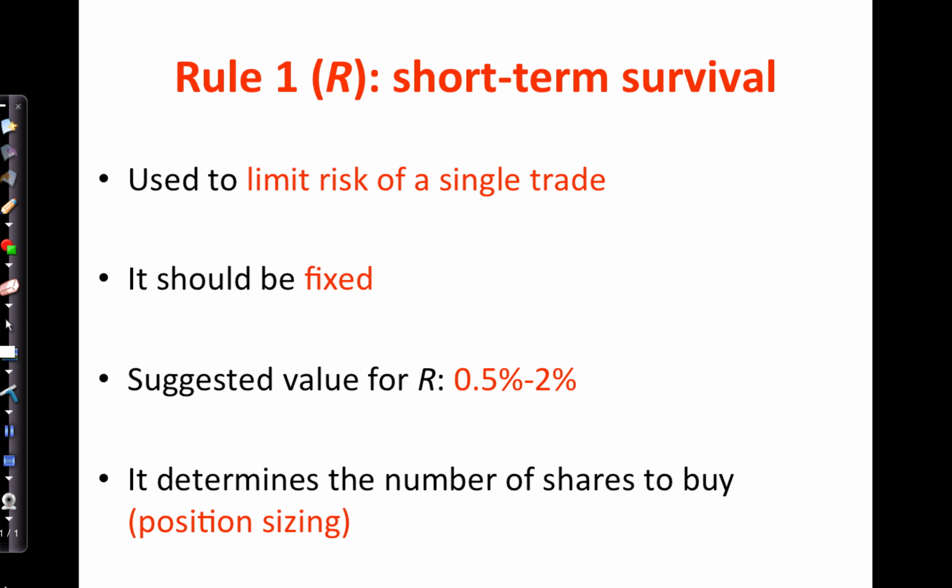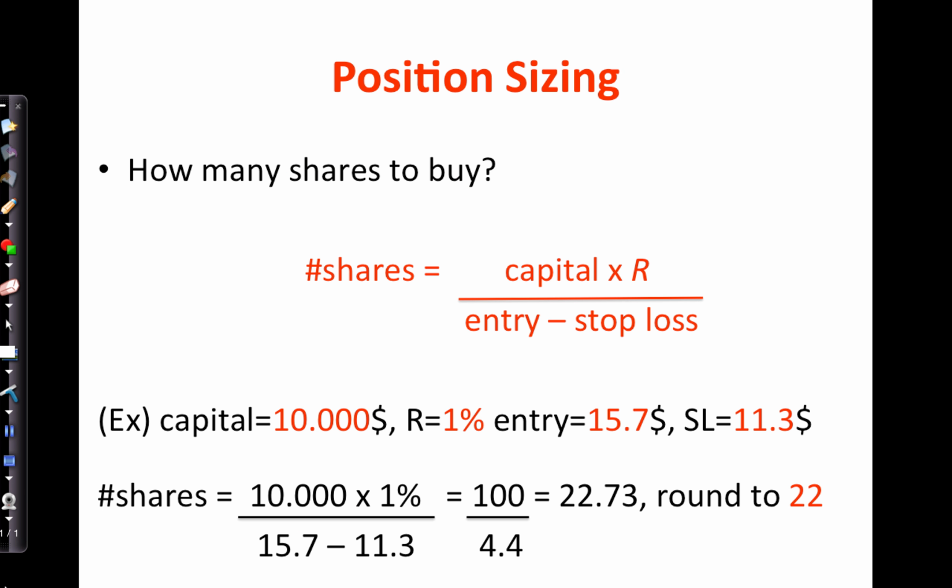And as I said, when we set this risk per trade, this will also determine the number of shares that we have to buy. That is the position sizing. So let's see this with an example. This is the formula first. The number of shares that we have to buy when we are trading is our capital times the R that we define, the 1%, 2% depends, over the entry price minus the stop loss.